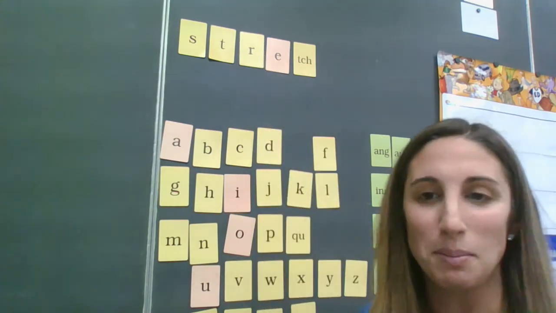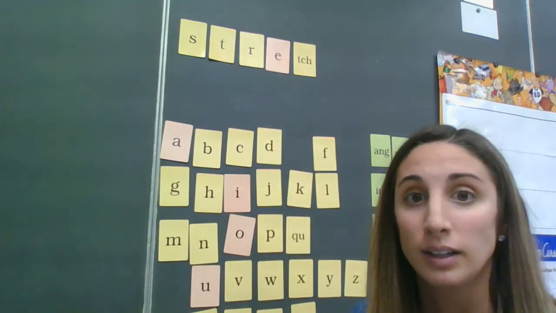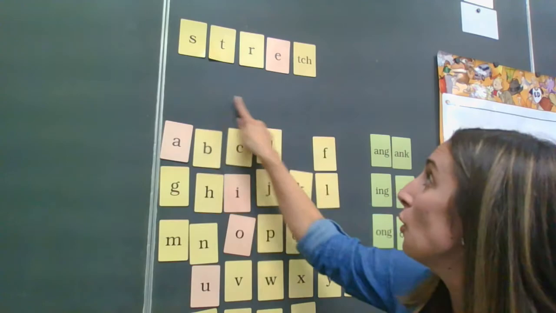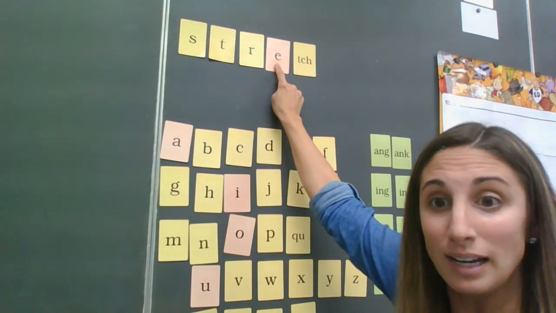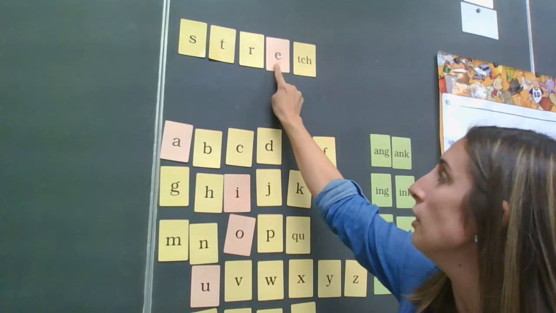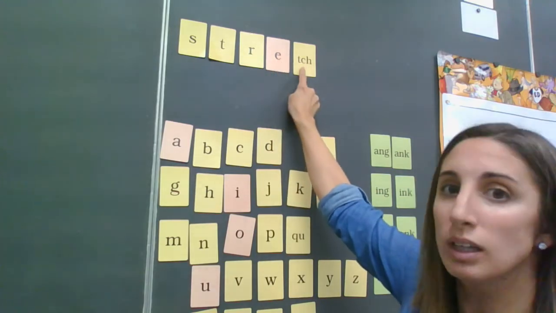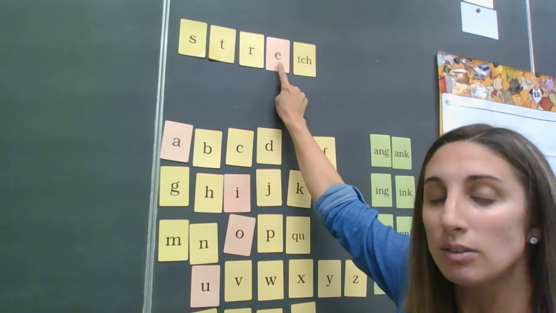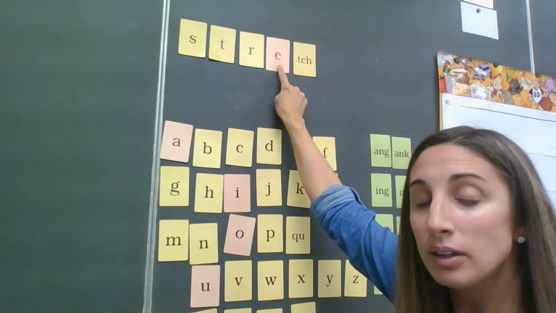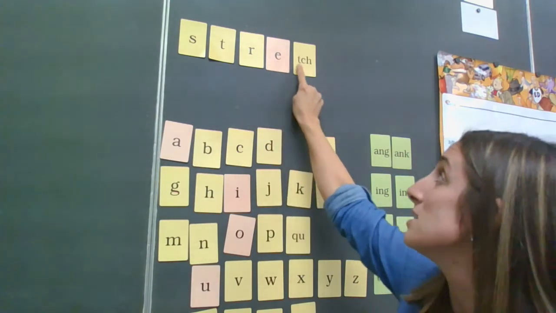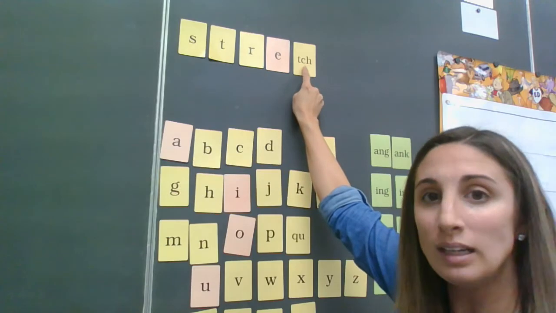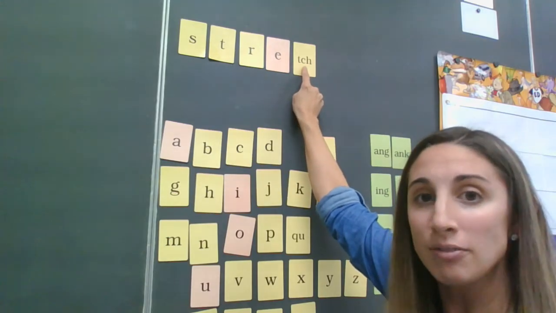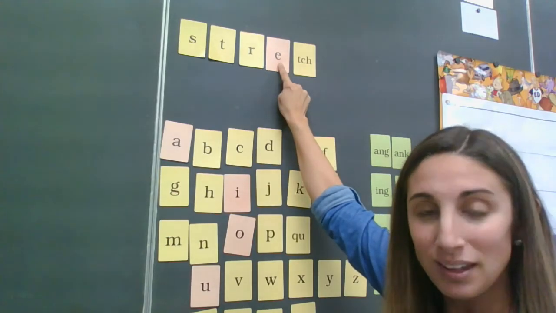What else do we know about this word? It's a closed syllable. So this is a short vowel sound, right? And do we remember how we know? Look at the ending. How do we know this is a short vowel? Right, because TCH, catch, ch, is only allowed to come right after a short vowel. Excellent.